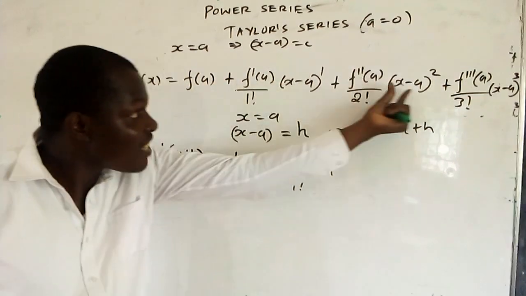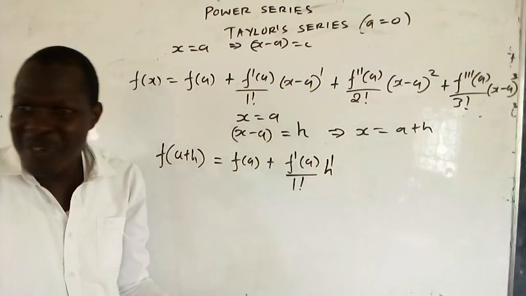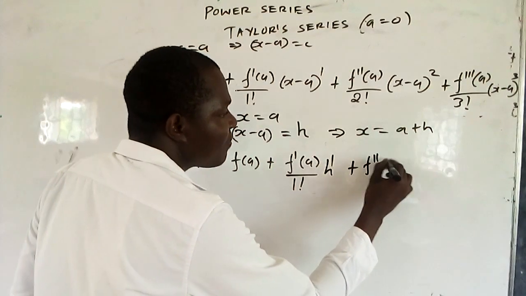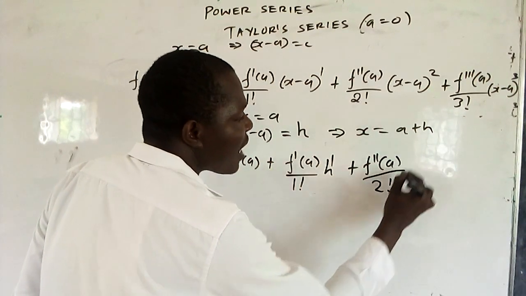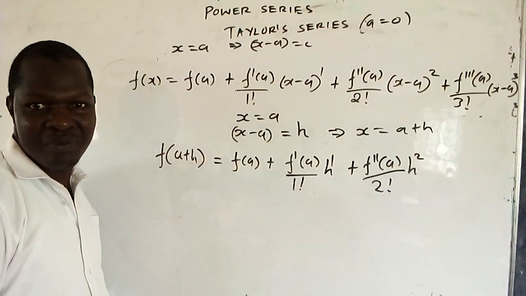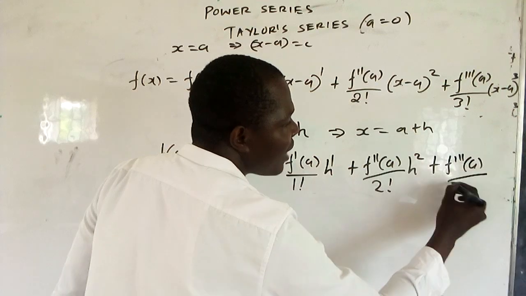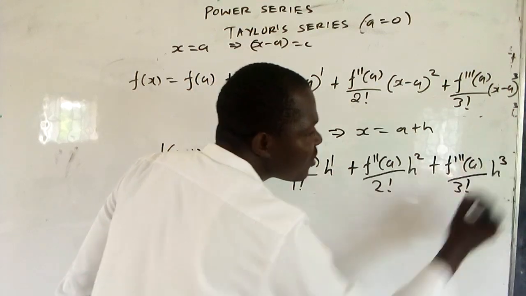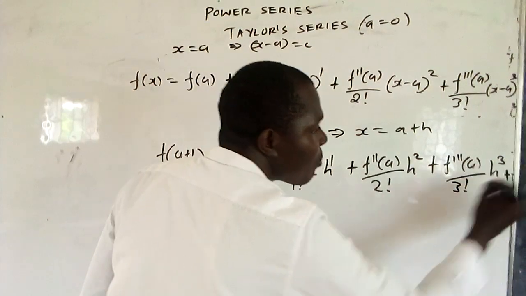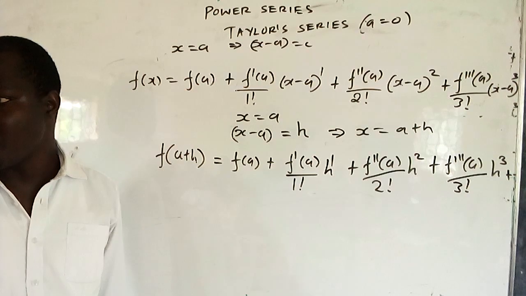These two are x minus a, all of them are h. X minus a is equal to h, isn't it? Yes. So here we have plus f triple prime of a over 2 factorial, then it means that is h squared, isn't it? Are we together? Then if you differentiate it thrice, f of a over 3 factorial, then it means it is over h cubed. Then you continue with the process until where you want to reach, isn't it? Because this is an infinite series, isn't it?